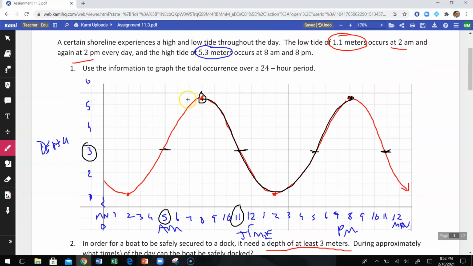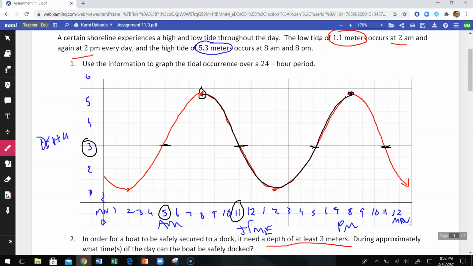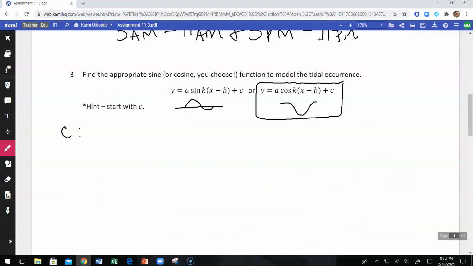Well, I know the very top of the graph is at 5.3 meters, and I know the very bottom of the graph is at 1.1 meters. Those are the high and low tides. So I can find the middle by simply averaging those two numbers. To find C, I'm going to take the high tide number plus the low tide number, and divide by 2. That's 6.4 divided by 2, which is 3.2. So that is going to be our C value.